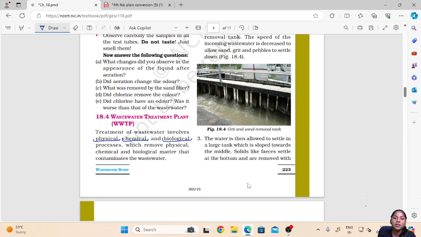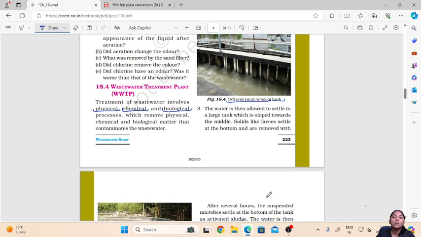Here you can see the grit and sand removal tank. So the water will be allowed to stand here so that the grit and sand everything will settle at the bottom, and the water at the top will be then again taken to the next chamber. The water is then allowed to settle in a large tank which is sloped towards the middle.